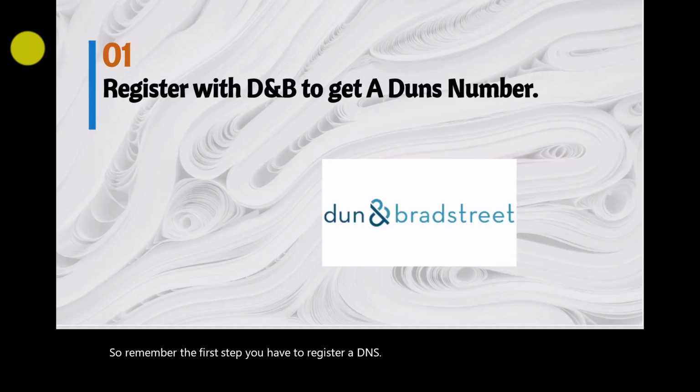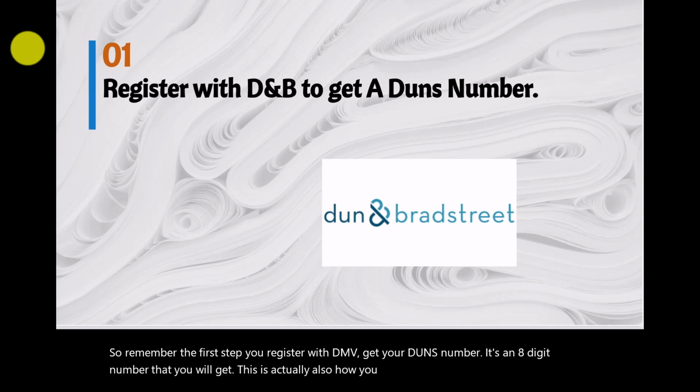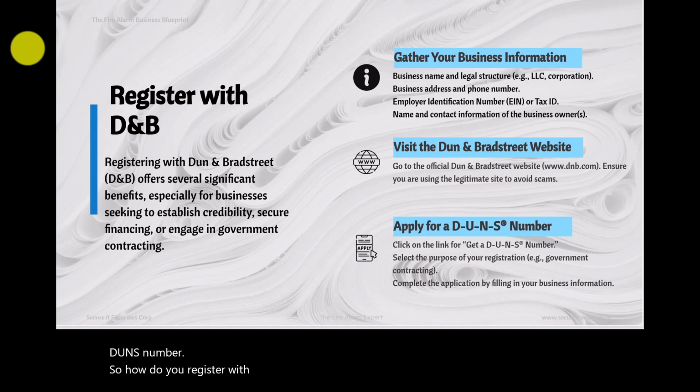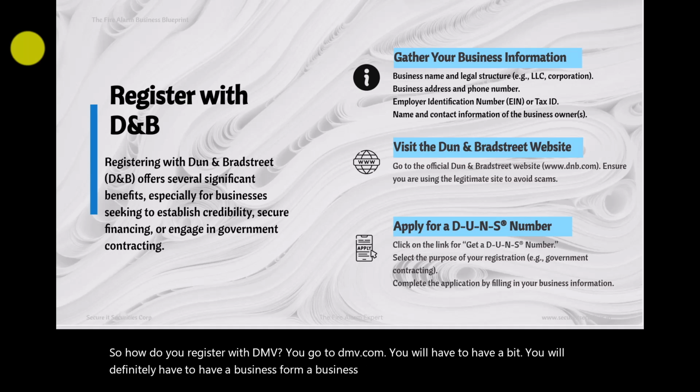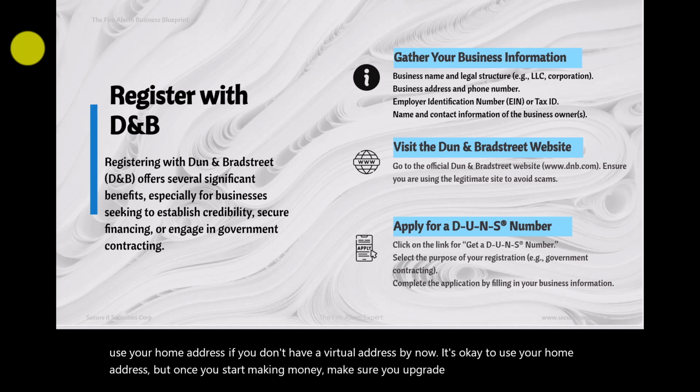So remember, the first step, you register with DNB and get your DUNS number. It's an 8-digit number that you'll get. This is also how you can establish business credit with your DUNS number. So how do you register with DNB? You go to dnb.com. You will definitely have to have a business formed, a business address, and a business phone number. You can use your home address if you don't have a virtual address by now. It's okay to use your home address, but once you start making money, make sure you upgrade to either a virtual address or a small office.